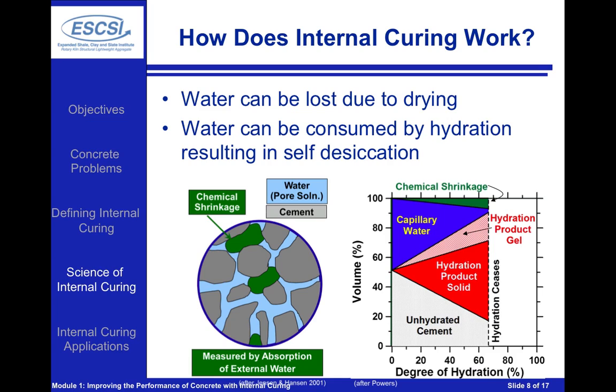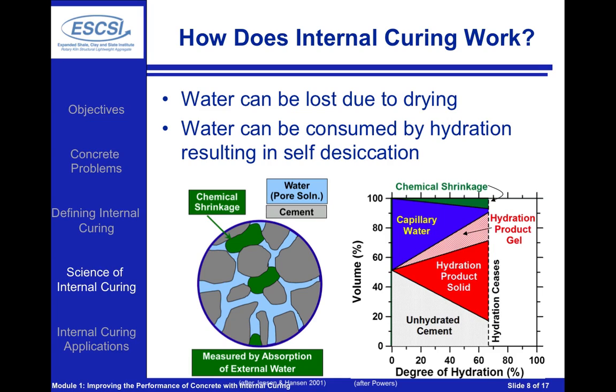So how does internal curing really work? Well, water can be lost in two separate ways when we start to talk about concrete. The one we're probably more familiar with is the water that's lost due to drying. If we have an open concrete surface, we have some evaporation taking place, water can evaporate and leave our concrete system. However, we also need to be aware that we can get vapor-filled spaces forming inside of concrete because water is being used as a part of the hydration reaction. When these vapor-filled spaces start to form, we commonly hear them being referred to as self-desiccation.